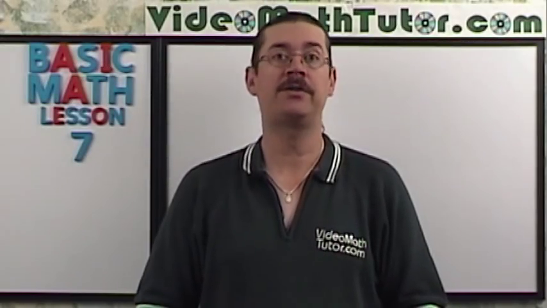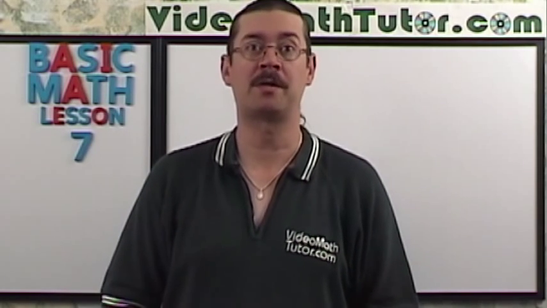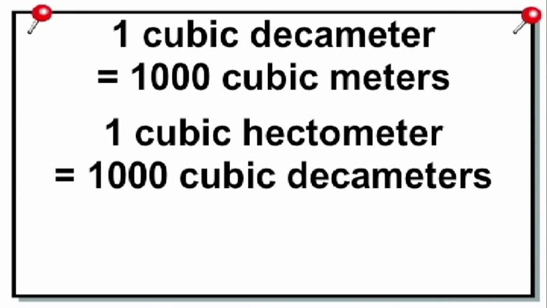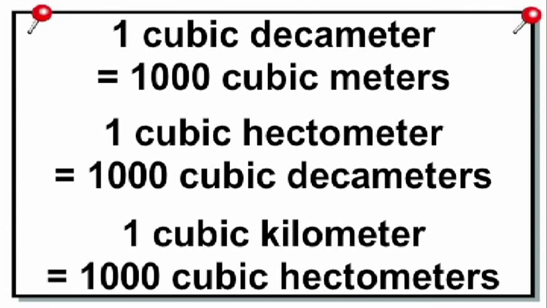Now let's take a look at some other units of measurement that are larger than a cubic meter. 1 cubic decameter is equal to 1,000 cubic meters. 1 cubic hectometer is equal to 1,000 cubic decameters. 1 cubic kilometer is equal to 1,000 cubic hectometers.